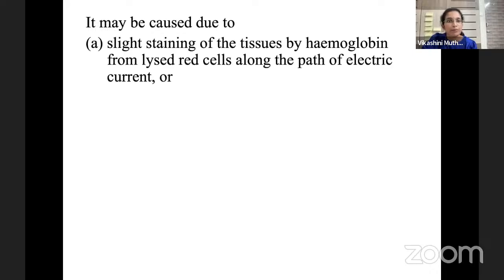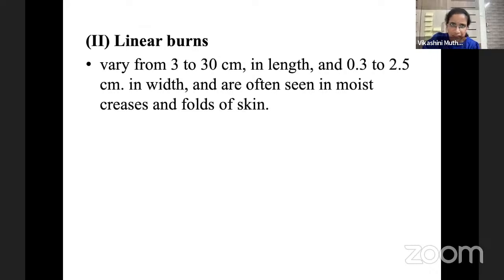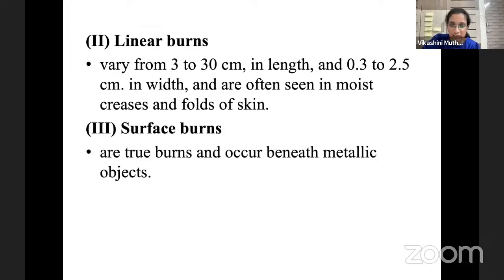Okay, yeah. So the other burns that are caused by lightning are the linear burns. They are just 3 to 30 centimeter length. They are seen under the moist creases and folds of skin. And surface burns, actually, they are the true burns. When you are in contact with any metallic objects or any surface, and that time you have got this lightning burns, and you can have this burns beneath the metallic objects. When you are in contact with metallic objects, that surface get burnt because of that lightning. So these are actually the true burns.